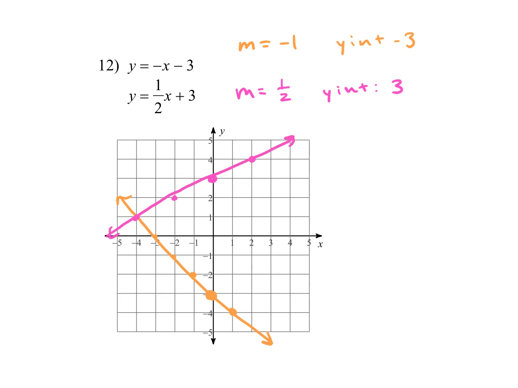Where do these two lines intersect? -4, 1. Awesome. So I go to the left 4 and then up 1. So x, y. Any questions on graphing? So for the next 3 questions, we have to solve by substitution.